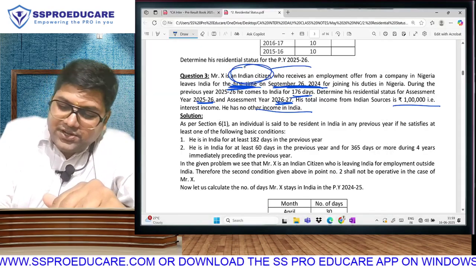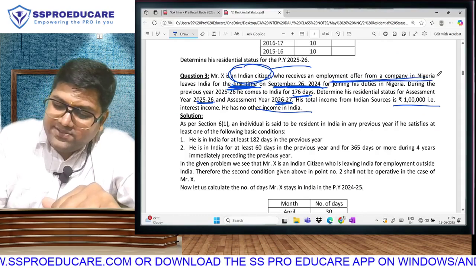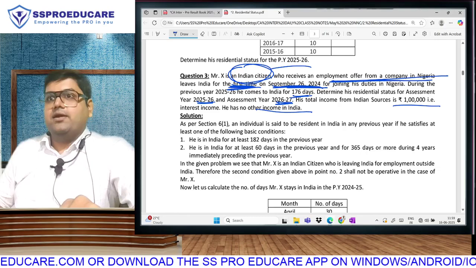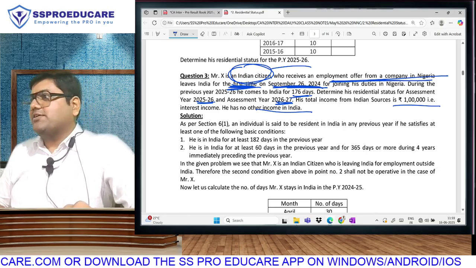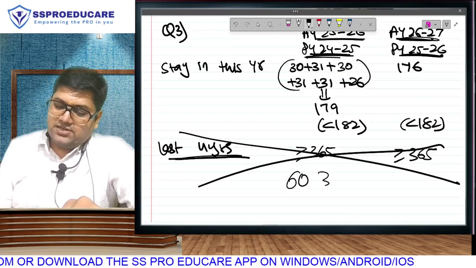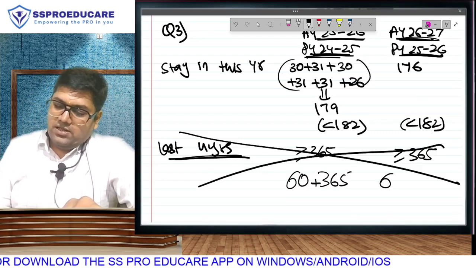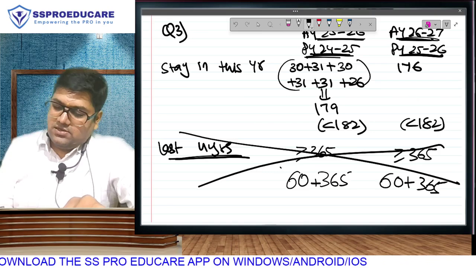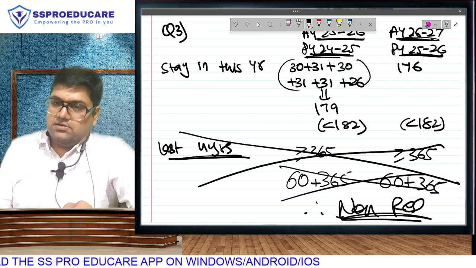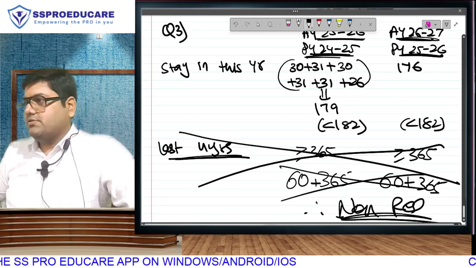An Indian citizen who is leaving India for the purpose of employment. And the second year he is coming as a visitor. 6(1)(c) and 6(1A) in both these years are not applicable. Therefore, welcome to taxation.